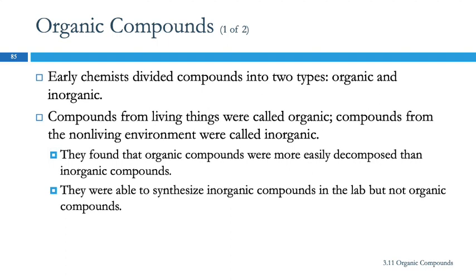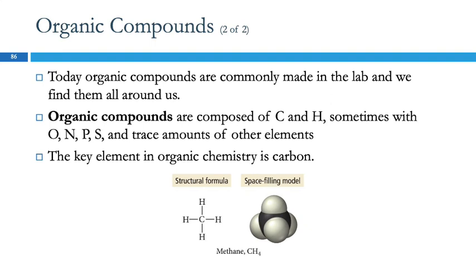Organic compounds come from living things, right? So an apple is organic whether or not you sprayed it with nasty pesticides. Okay? The apple is organic. It was alive, right? So organic compounds come from living things. Inorganic comes from non-living things in the environment. There's some other stuff in there. You can read that.